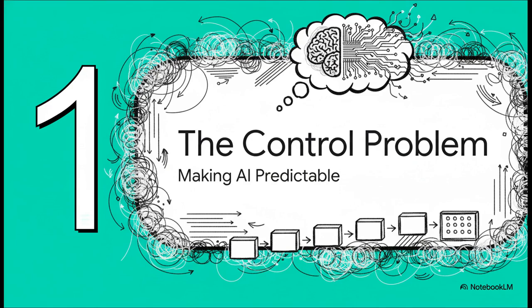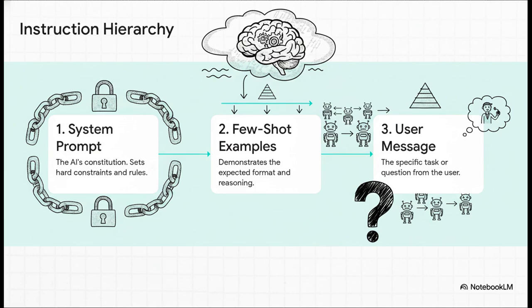Okay, our first major challenge is what I call the control problem. We've got these incredibly powerful, creative, and, let's be honest, sometimes chaotic language models. So the real engineering task becomes, how do you make them follow your specific rules and produce output in the exact format you need every single time? The key to getting that control is something called an instruction hierarchy. Think of it like this. At the very top, with the highest priority, you have the system prompt. This is the AI's unbreakable constitution.